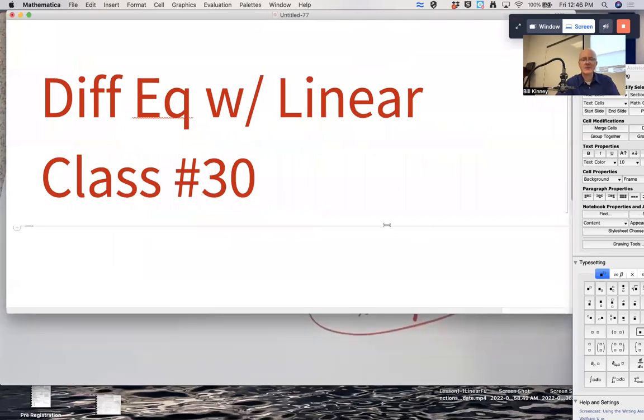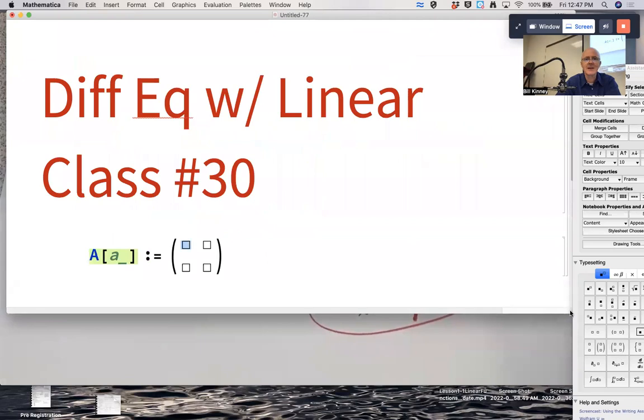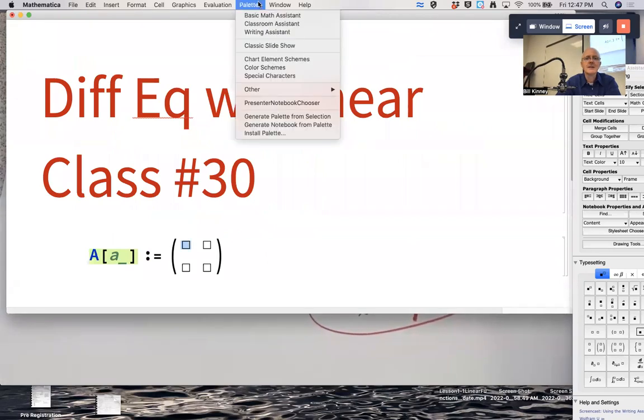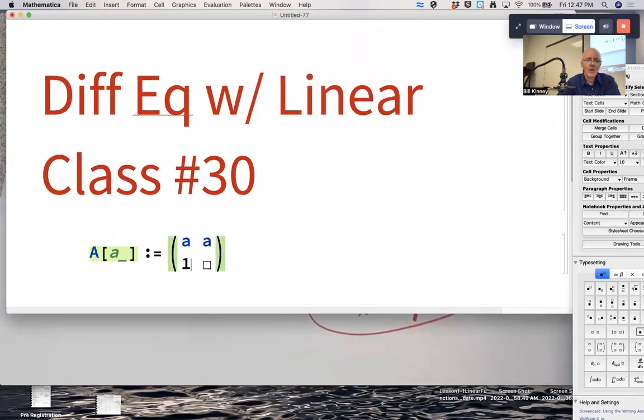I will go ahead and enter the matrix A. I'll call it capital A, but it's a function of little a. So A of a equals, press the matrix button on the palette. You can get the palette through the Palettes menu. A 10 is our matrix.